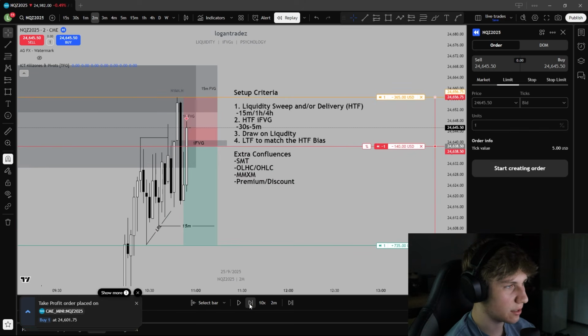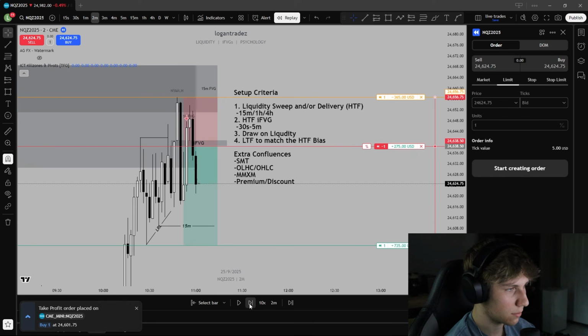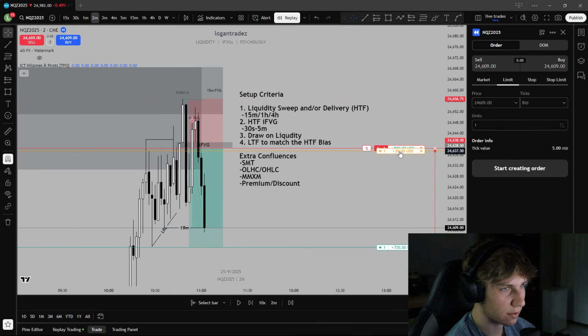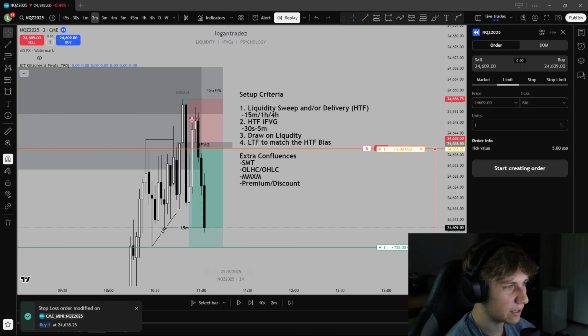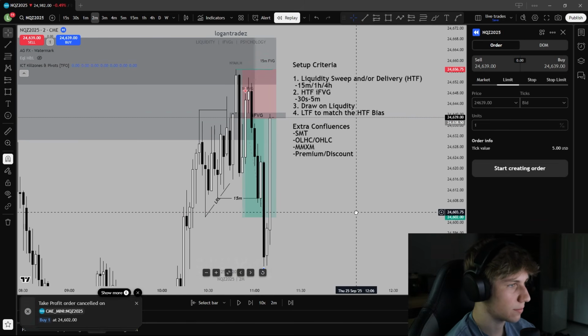Now you see when I go forward, right here, we tap into this 15-minute. Now I move stop to break even. You can even TP at this 15-minute if you want, but I liked the idea of this LRL right here. LRL looked clean, and boom.